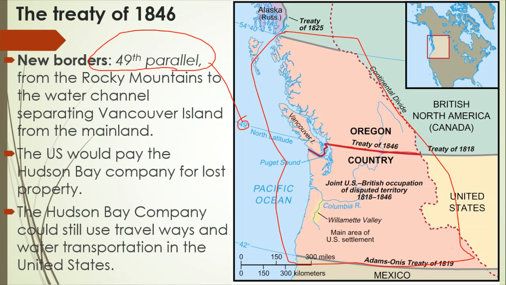Now, as you see, the other part of this, the Rocky Mountains is the border. That's going to be over here, all right, the Rocky Mountains, and then the next part of the border on the west, the water channel separating Vancouver Island from the mainland, that is this area right here. That's the water channel. So this is our new border. Very nice. Now, what this means is that England no longer has a claim to this part of the land. We used to jointly occupy that, but they no longer do that.